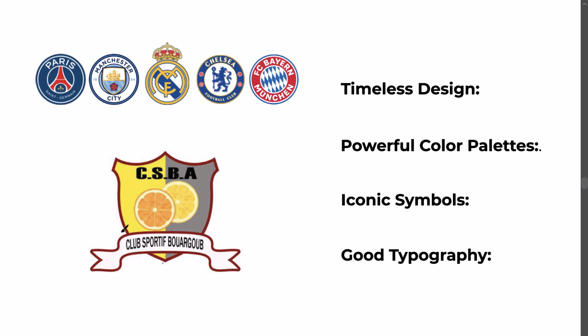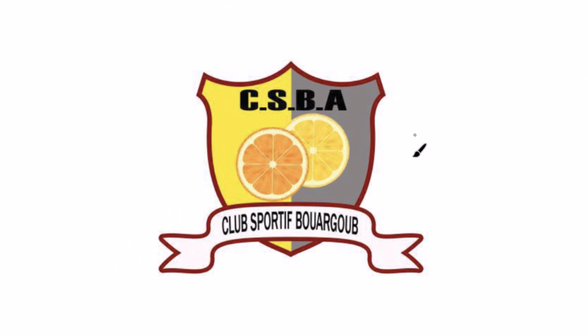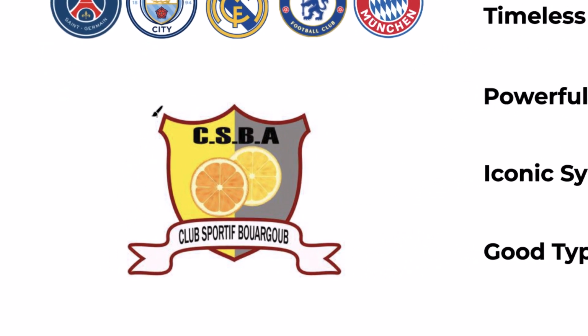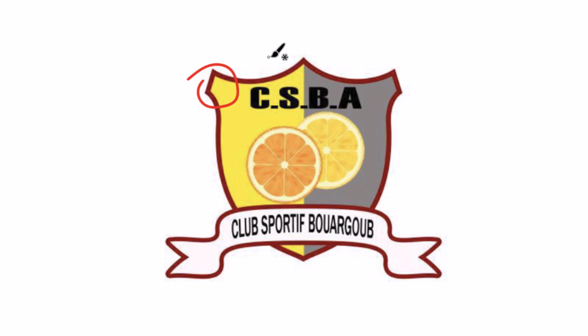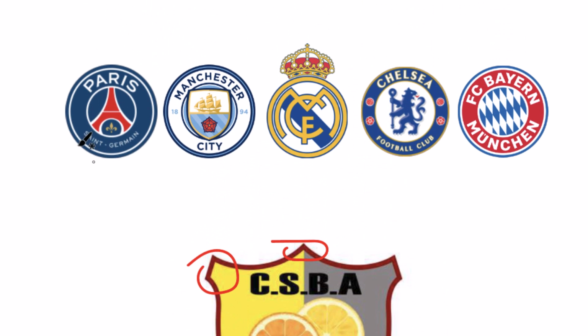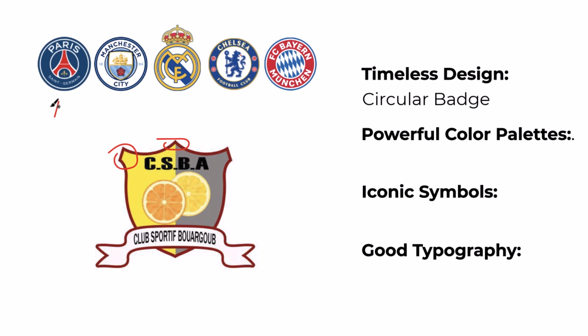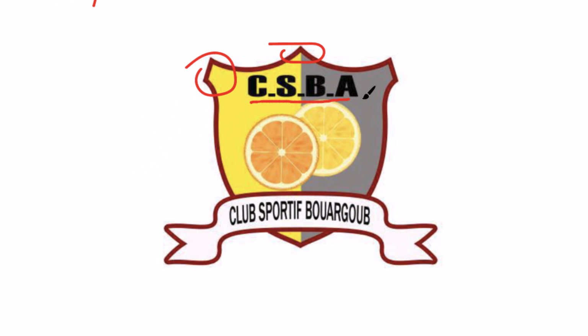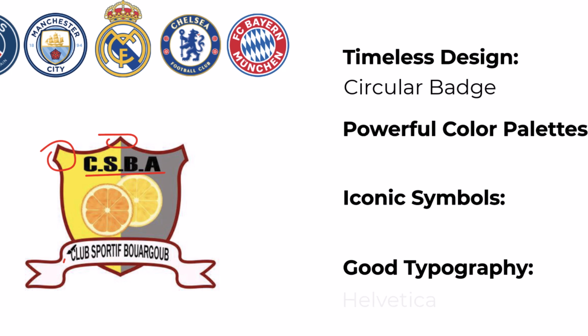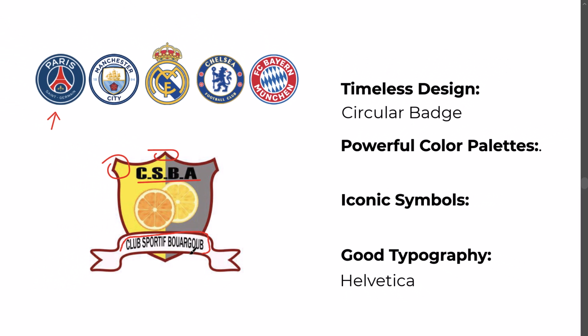So, this is our local sports club logo. It's very old and needs to be totally revamped. This shield shape looks very outdated, so I will replace it with a clean circular badge like the PSG logo. For the typography, I will choose a clean font like Helvetica, and I will make it consistent throughout the design.